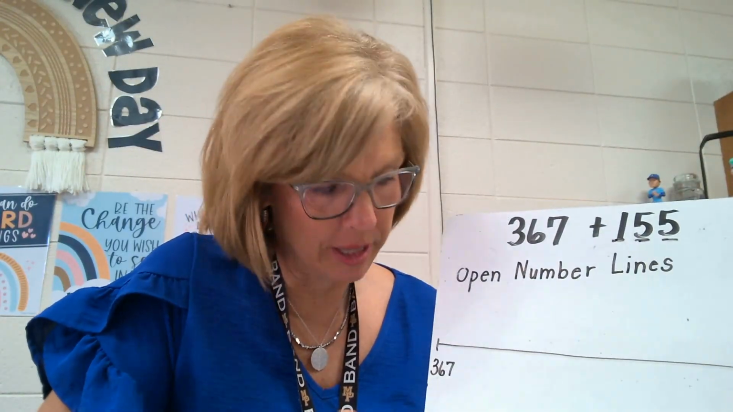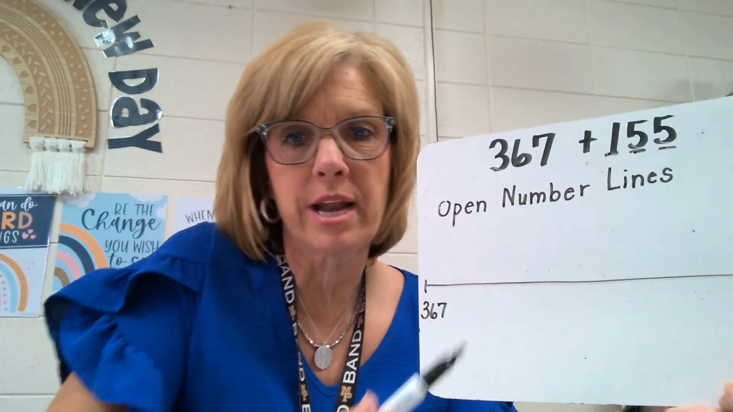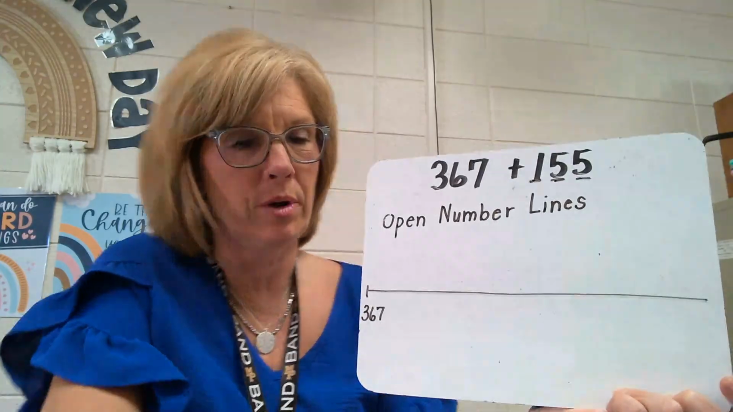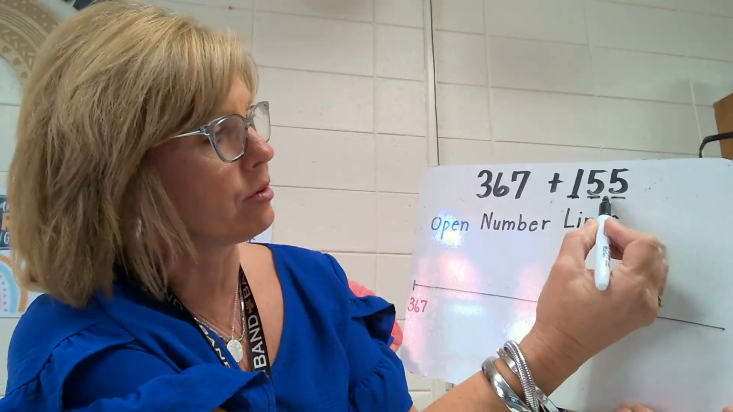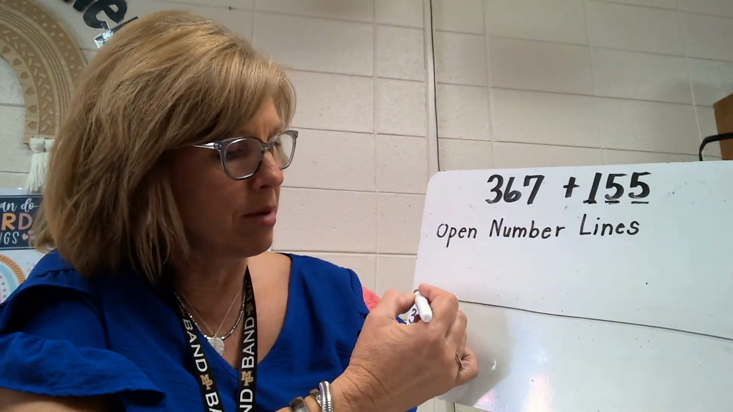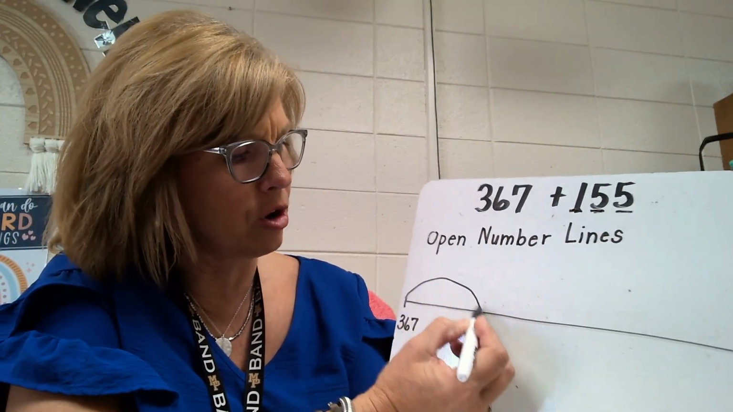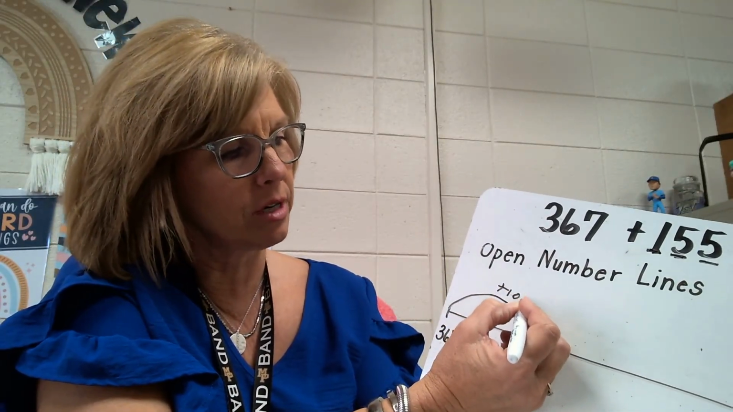The third strategy that we're going to use in multi-digit addition is open number lines. You see that I have a number line here that is unmarked, except for my beginning point of 367. I'm going to break this second number down into hundreds, tens, and ones. So I'll start by adding one large jump, which is equal to adding 100.